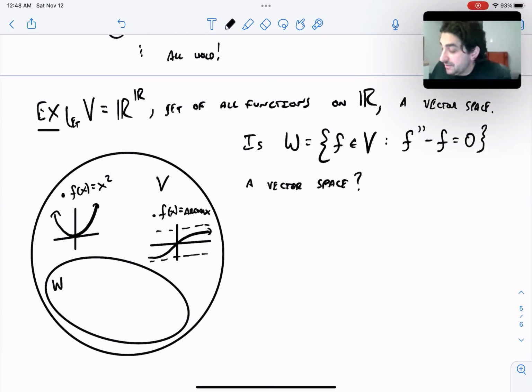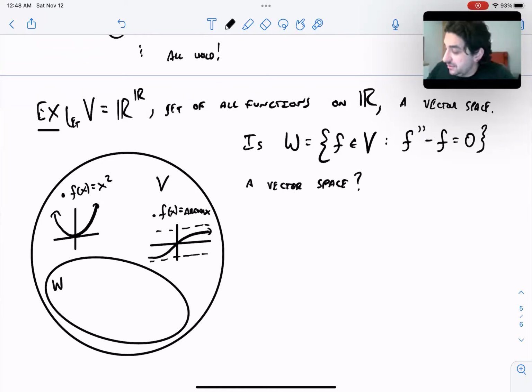So I very purposefully put x squared outside W in this Venn diagram, because it is not the case that x squared double prime minus x squared equals 0. That's not true. I put arctangent outside because it's also not true that the second derivative of arctan minus arctan equals 0. But what would be inside W?